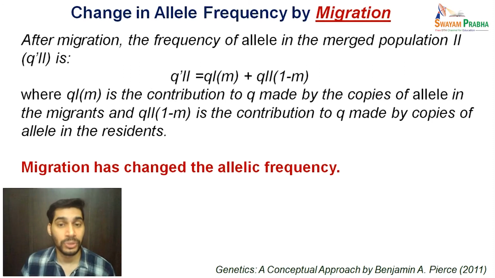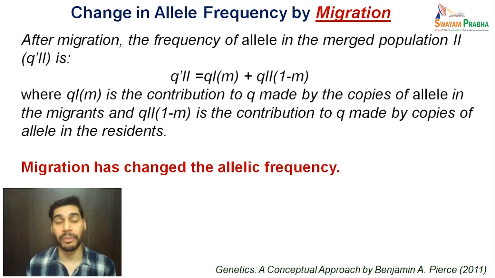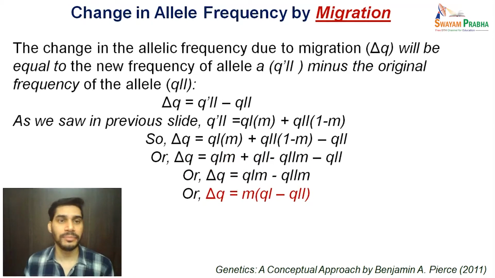So you can see here that migration has changed the allelic frequency because some individuals have come from another population to this population. Besides the original residents which are living here, the new entrants carry their genes here, so the frequency automatically changes. The change in the allelic frequency due to migration, that is delta Q, will be equal to the new frequency of allele A, that is Q dash in the second population, minus the original frequency, that is Q2. So delta Q will be Q dash 2 minus Q2.